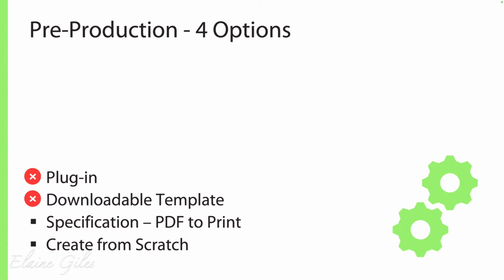So again, in the advanced session, I will show you how to take an InDesign template and convert it for Affinity. But today, no, we're not going to use a downloadable template. We will use a specification. So this is where you have a set of rules and you create whatever you want in Affinity, and you then create a PDF from it to send for print. I'll also show you how to start completely from scratch as well.